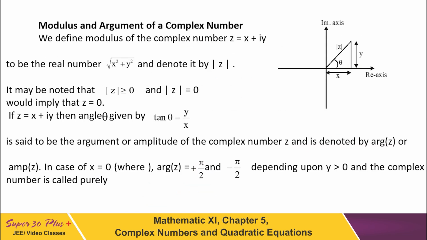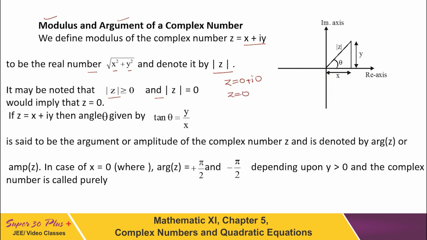Students, now we are going to study two most important things. First, modulus, and second, argument of a complex number. We define the modulus of a complex number z equal to x plus iota y to be the real number, the square root of x square plus y square, and denote it by mod of z. It may be noted that mod of z is greater than or equal to 0. And if mod z is 0, what is the meaning of this? X and y separately must be 0, and it will happen if it is 0 plus iota 0, means complex number z is 0.